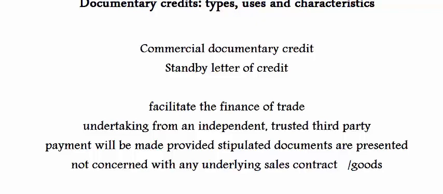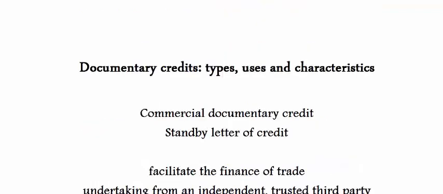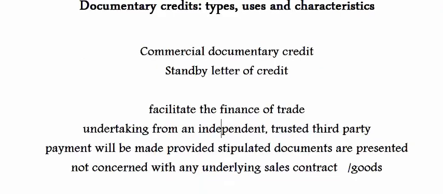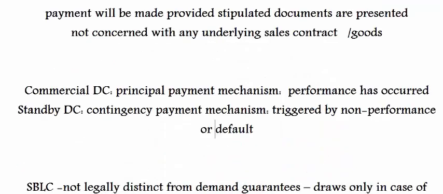So the payment is conditional only upon, A, meeting the terms and conditions of the credit, and B, the submission of stipulated documents. The independent trusted third party, the bank, is not concerned with any of the underlying sales or the goods or the contracts. Whatever happens to the underlying contract, the underlying goods, or the other documents, the banks are not worried. Banks are worried about the documents presented, and that has to be compliant.